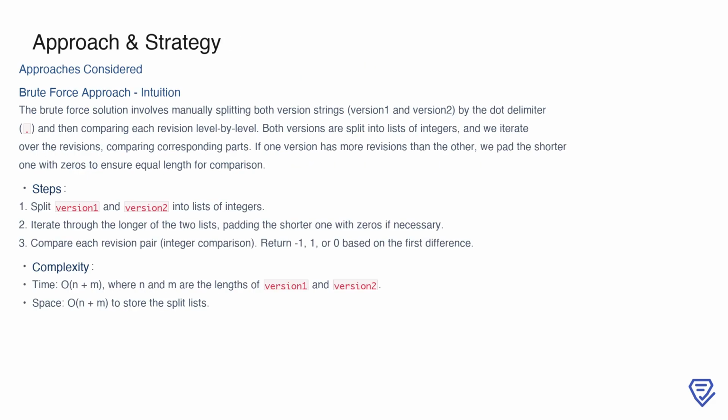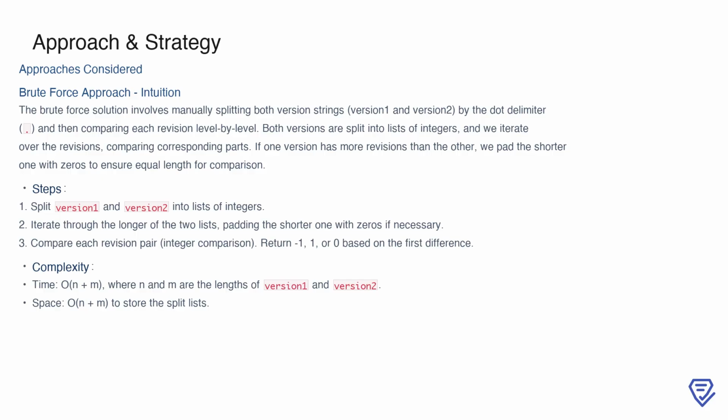To begin, the brute force approach gives us a straightforward way to compare version numbers by treating them as lists of revisions. The idea is to split both version strings using the dot delimiter, which separates each revision level. Once split, we get lists of integers, where each element corresponds to a specific revision. The comparison then proceeds level by level. If one version string is shorter, we simply pad it with zeros to ensure both lists are of equal length.